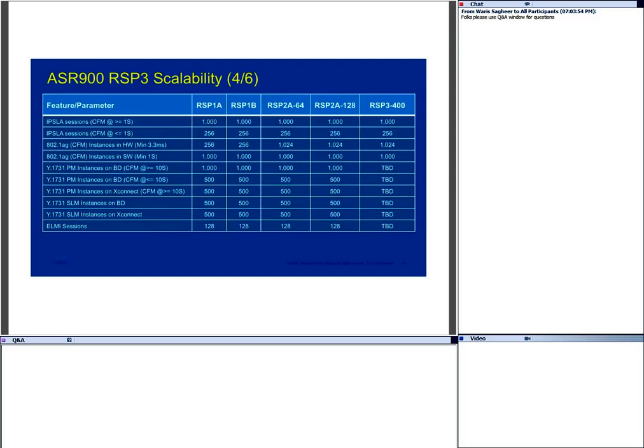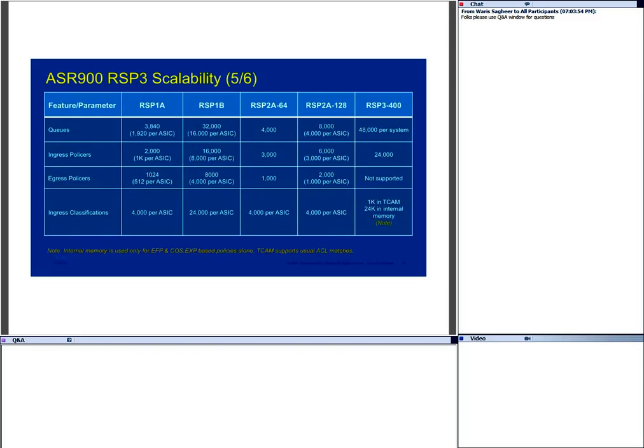And also when we jump onto the CFM sessions, there are actually 1,000 CFM sessions that we support on the platform itself. So these parameters are some of the important ones that I've come across when we deal with the deployment of the platforms. But there are multiple other parameters for you to refer to.